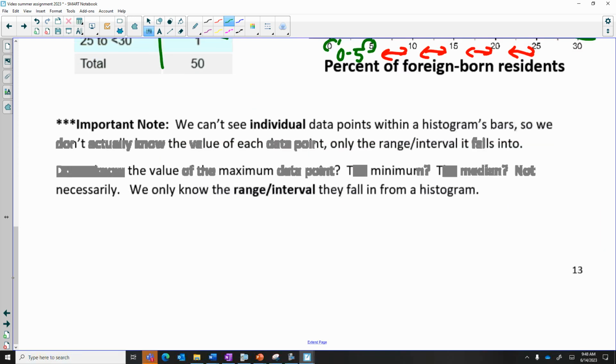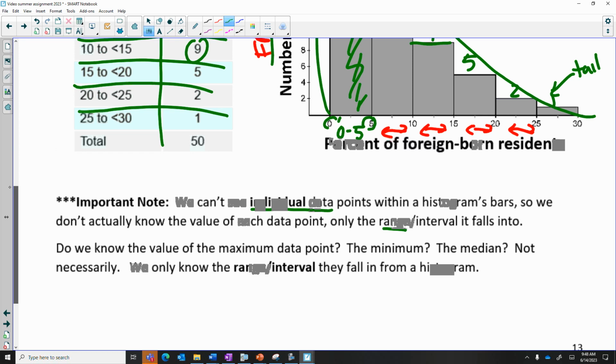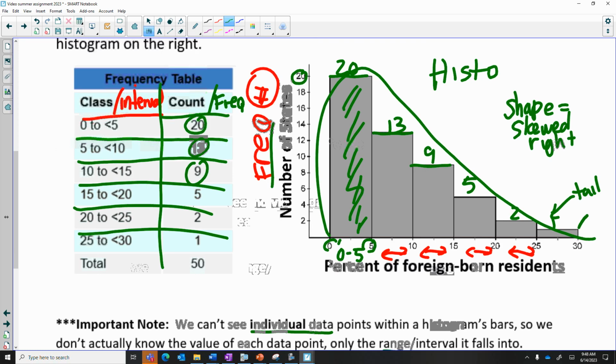Important note, we can't see the individual data points at all. So we actually don't know the exact range. We don't know the exact median. We don't know the exact maximum. We don't know if this maximum is actually 30. We don't know if this one state, for example, is 30, if this is 29, if this is 25.6, 27. I actually have no idea.